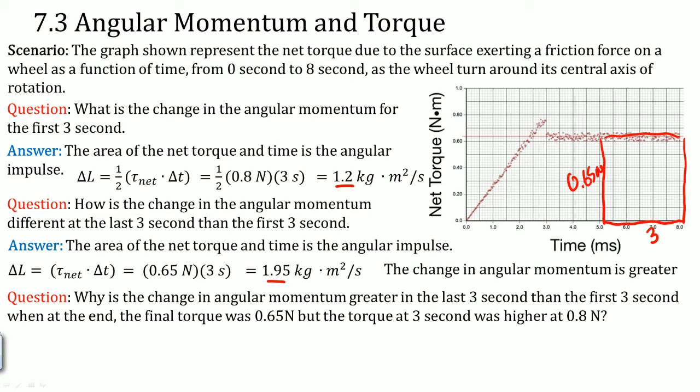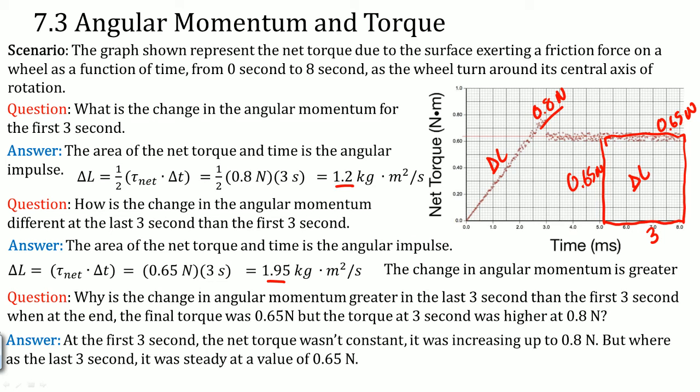Why is the change in the angular momentum greater in the last 3 seconds than it is for the first 3 seconds? At the end the final torque was 0.65 newtons, but the torque for the first 3 seconds went up to 0.8 newtons. So this is the 0.8 newtons, and this is the 0.65 newtons here. So why is this lower if this number is supposed to be higher?